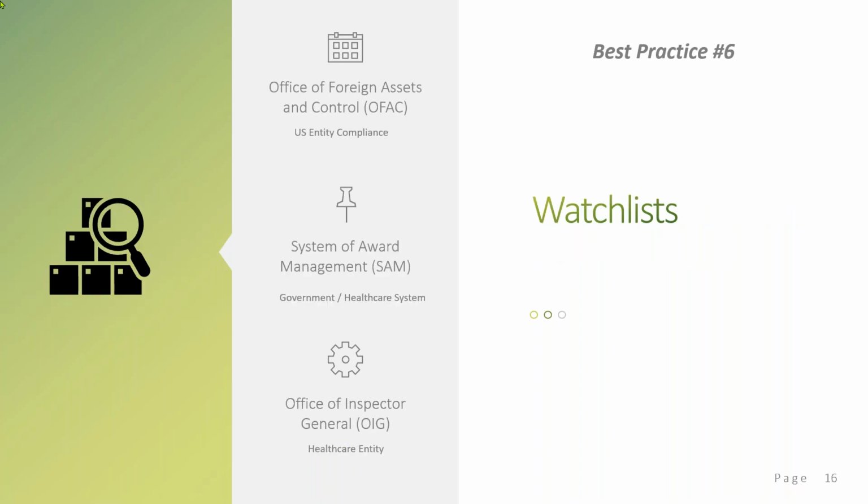Now, the next one, best practice number 6, you probably knew this was coming. It's the watch list. So OFAC, where if vendors appear on this list, they really should not be set up in your vendor master file, because compliance with OFAC regulations is required for all U.S. individuals and entities, and failure to comply can result in both civil and criminal penalties, which are more substantial than the IRS penalties and fines. So if you're not doing OFAC, make sure you get that done.